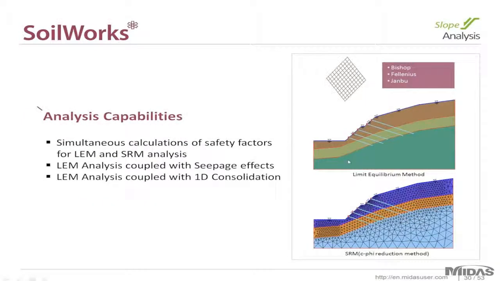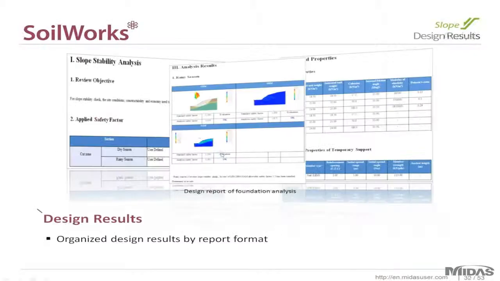Then analysis capabilities. SoilWorks can actually perform multiple methods of analysis simultaneously. So for slope projects, you can use the limit equilibrium method and the strength reduction method simultaneously. If you ever have a project where you feel like you need some more in-depth analysis, you can just easily use the SRM analysis option, and the program will do both of them for you. So you can immediately compare and contrast the results from each analysis method. And then here's just a snapshot of the report that's generated by the slope module.